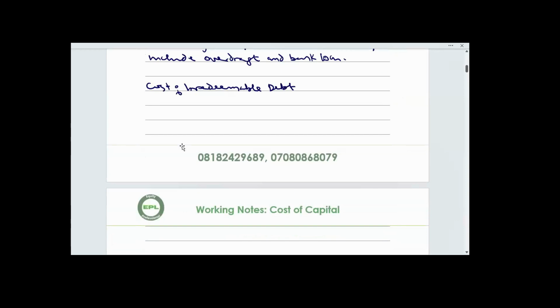Irredeemable debt is a kind of debt whereby the company is expected to pay annual fixed interest, but the principal will not be repaid. Every year the company is expected to pay annual fixed interest, but the principal will never be repaid.